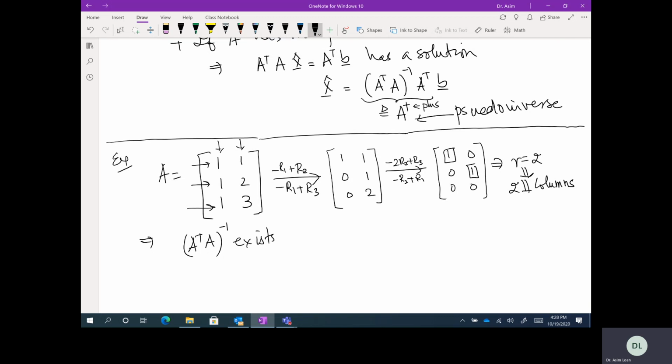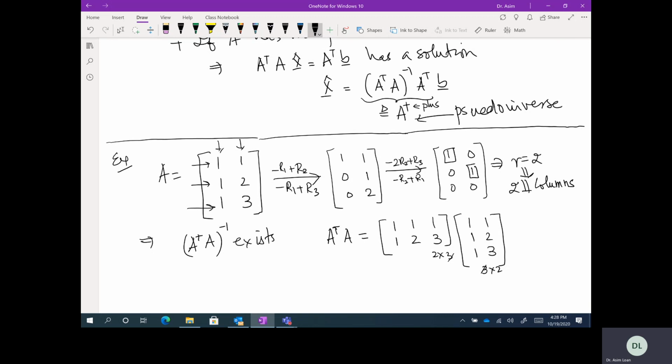So since this inverse exists, let's calculate this one. What is A transpose A? This is not A plus. So A transpose A equals A transpose, which is 1, 1, 1, 1, 2, 3, multiplied by A, which is 1, 1, 1, 1, 2, 3. So it's going to be a 2 by 3 times a 3 by 2.